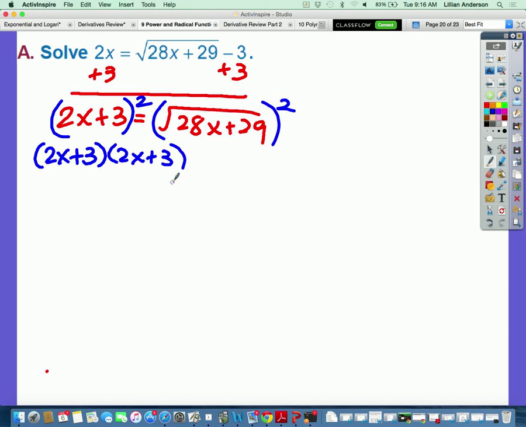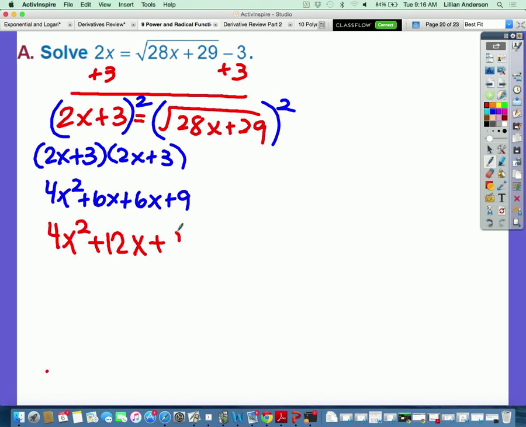So 2x times 2x is 4x squared. Outer, 2x times 3, 6x. Inner, 2x times 3, 6x. Plus 3 times 3 is 9. Combine your like terms and you get 4x squared plus 12x plus 9 equals, because when you square a square root, the root goes away.